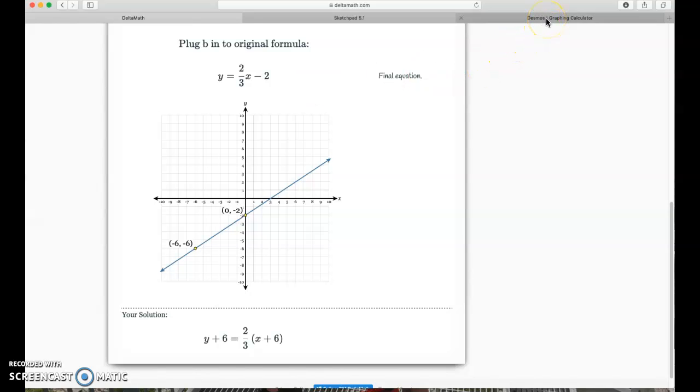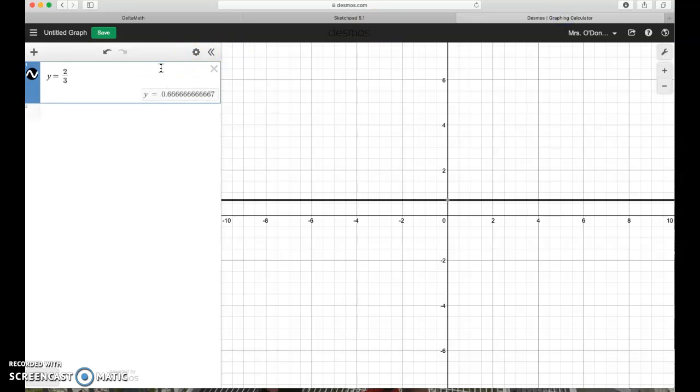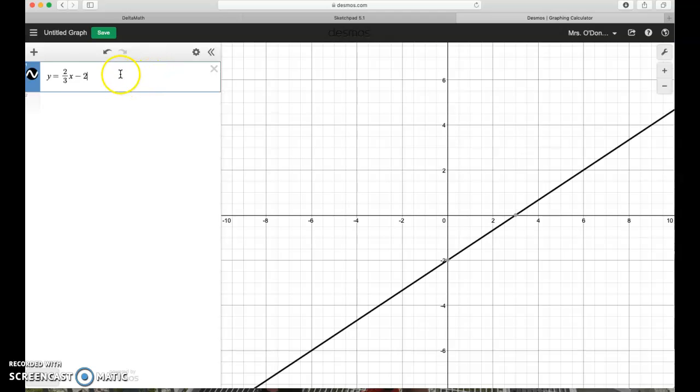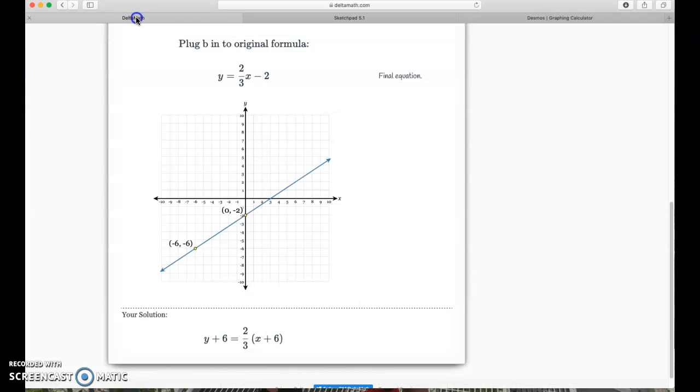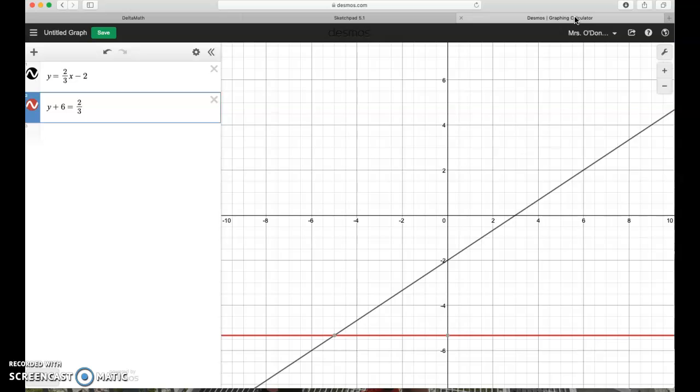So this is where we can grab our Desmos calculator and we can check to see what's happening with our lines. So we'll type in the Delta Math equation, y equals 2/3 x minus 2, and I did arrow over to make sure that x was not in the denominator. Okay, and it went ahead and graphed my line right there. And then I'm going to type in my equation, which is y plus 6 equals 2/3 times the quantity of x plus 6. I'm going to arrow over to get out of that denominator, x plus 6.